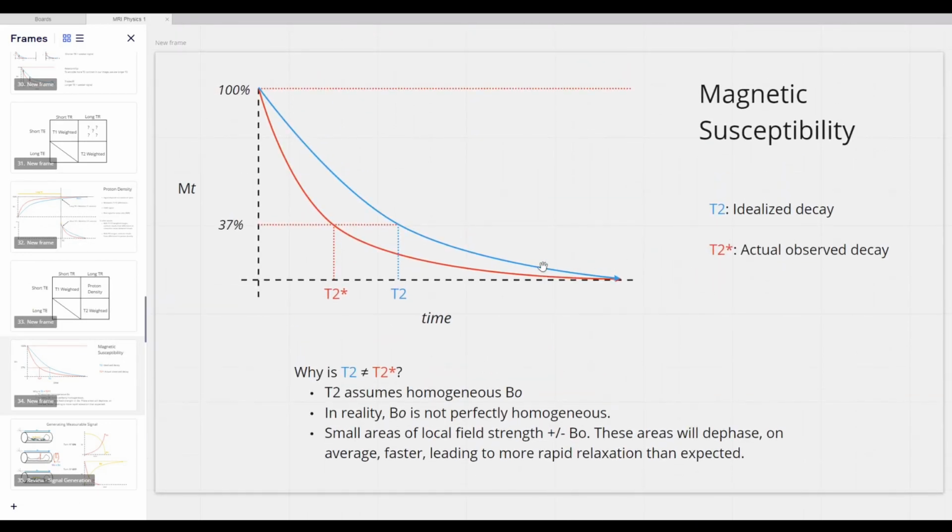And basically, it's the same thing that's happening. T2 is just kind of like an idealized case, where we have a perfect external magnetic field and there are no inhomogeneities, no irregularities in the field. This is what we would expect to happen. And we said that, well, in the real world, this is what happens, this red arrow, and that's due to local field inhomogeneities.